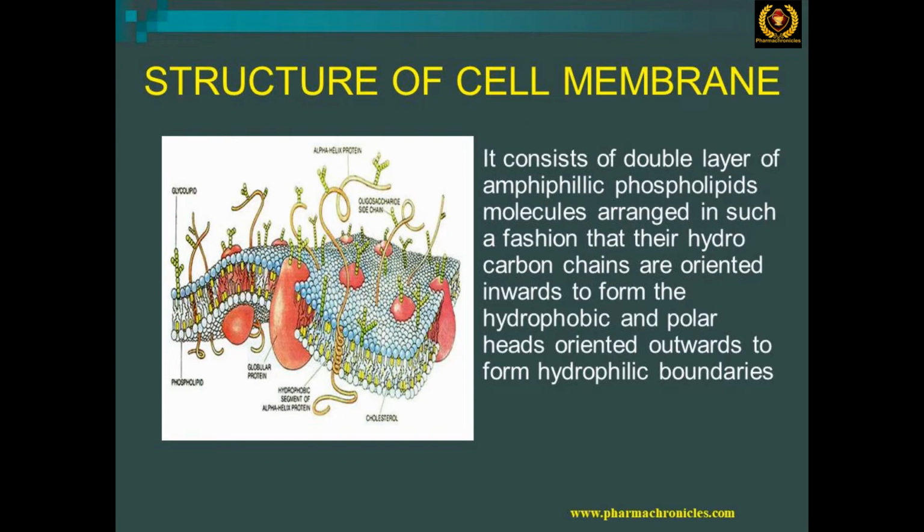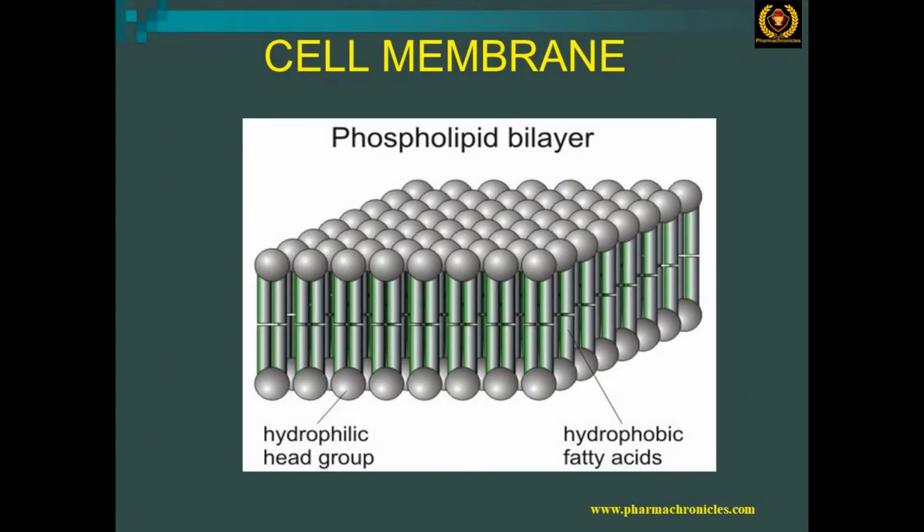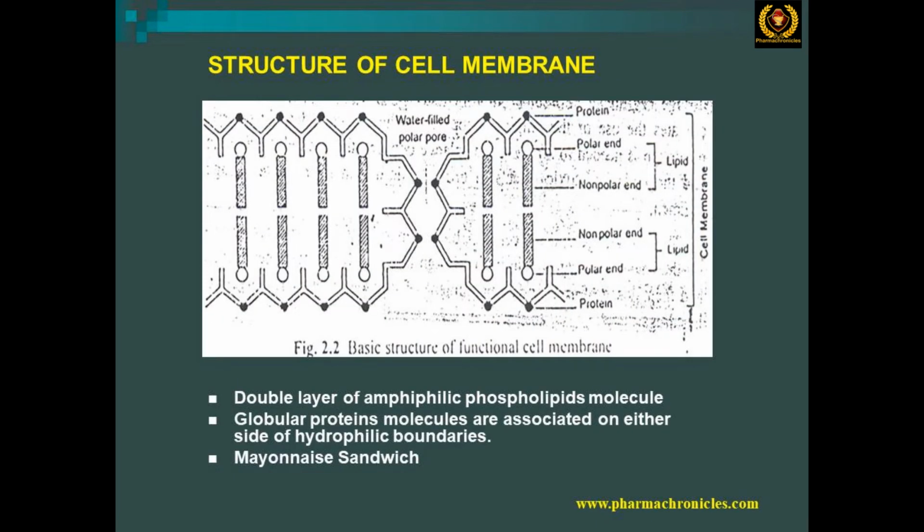Structure of cell membrane. It consists of a double layer of amphiphilic phospholipid molecules arranged in such a fashion that their hydrocarbon chains are oriented inwards to form the hydrophobic region, and polar heads oriented outwards to form hydrophilic boundaries. Globular protein molecules are associated on either side of the hydrophilic boundaries, like a mayonnaise sandwich.